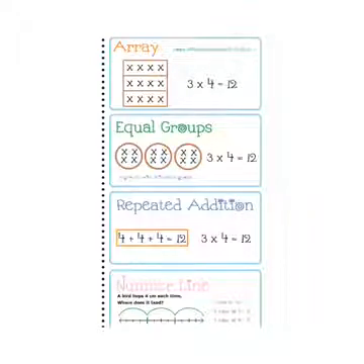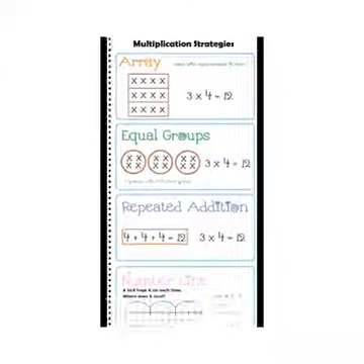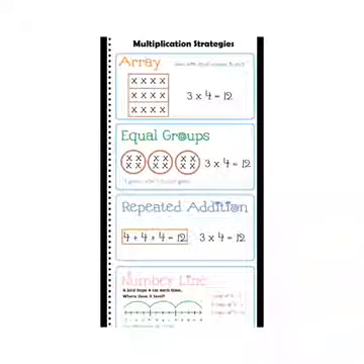So your child should have been exposed to these strategies prior to learning two digit by one digit multiplication. Okay, so the first one is an array. An array is where they represent it by rows times columns, or rows times how many in each row. For example, you see that it's 3 rows and 4 in each row, or 4 columns. So 3 times 4 is 12.